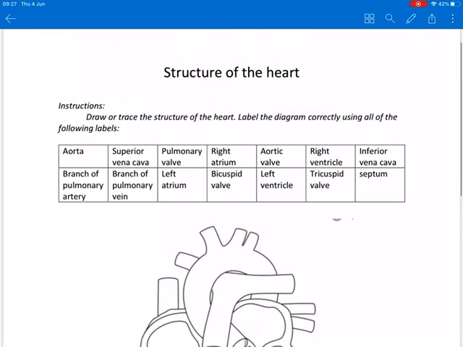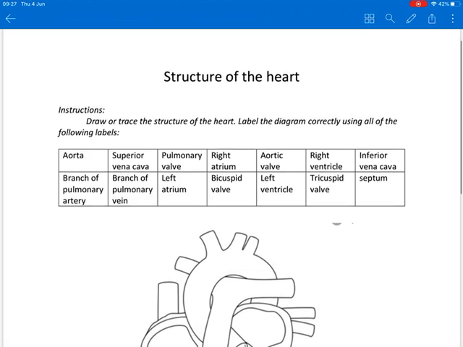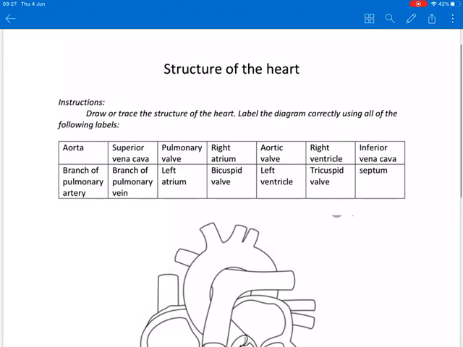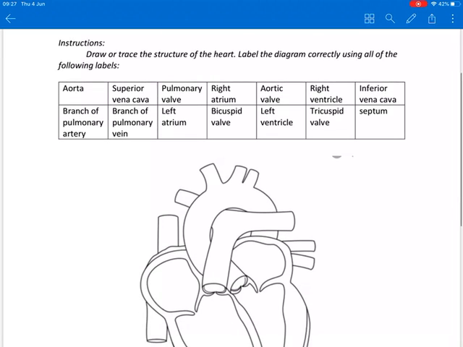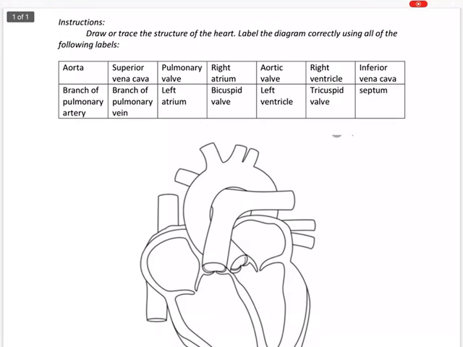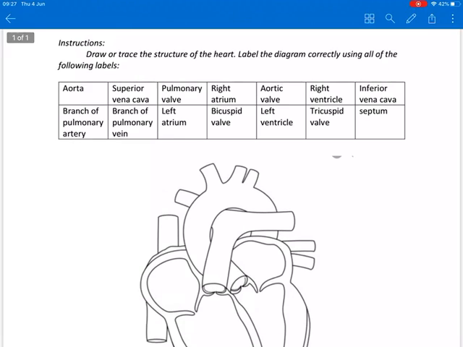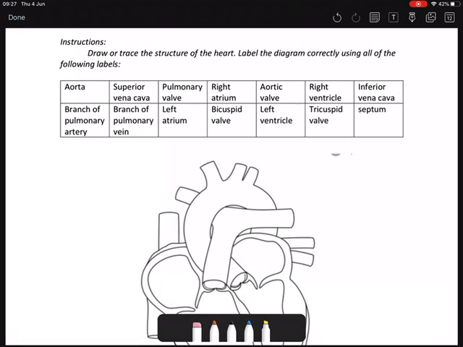Okay, so what we're looking at here is the structure of the heart, and this is chapter 1b, lesson 5. On the top of the page you can see that we've got all of the labels that we need to get through. Now, these labels are A-level standard labels, so if you can't get all of them, don't be too concerned. And we're going to try and make our way through notating them as much as we can.